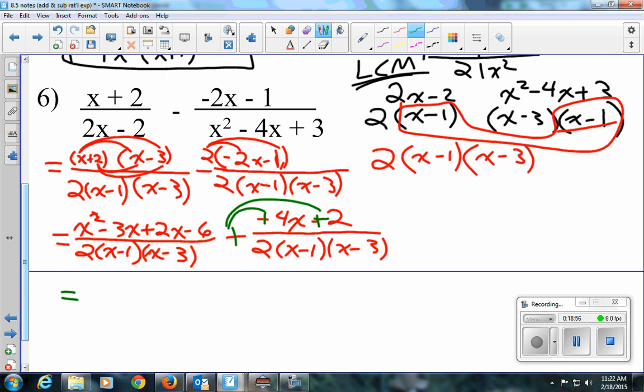Okay, so now let's see. I have just one x squared, so let's write that down. Now, I've got a minus 3x plus 2x plus 4x. If I combine all those together, what do I get? Plus 3x. Okay, so then I have a minus 6 plus 2. So we go, not plus, it's going to be a minus 4, right? And that's all over the common denominator.